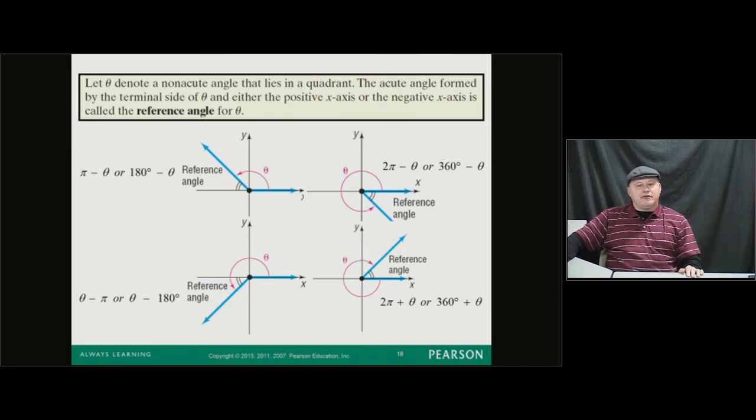But on the other hand, if you're taking the cosine of 120 degrees, that would be like taking the cosine of 60 degrees as well.